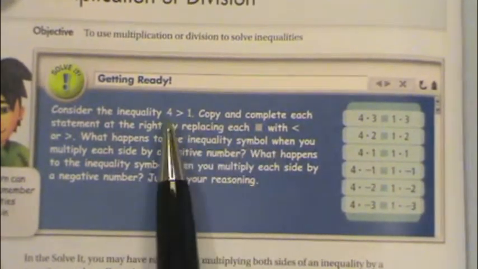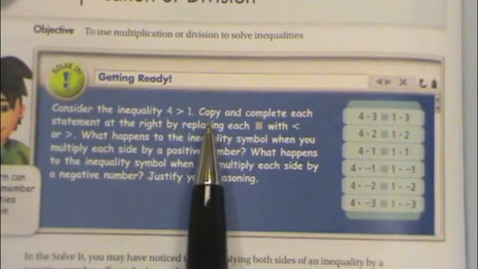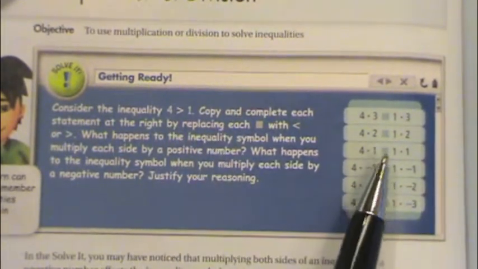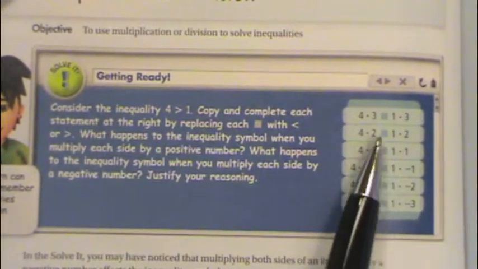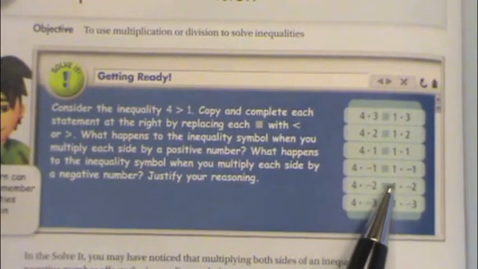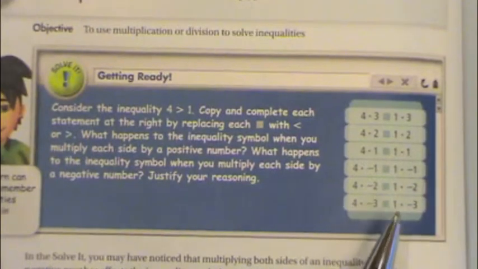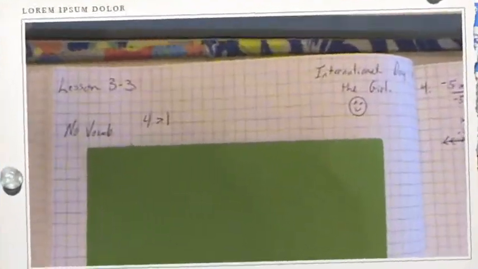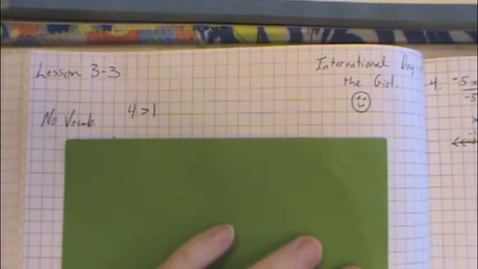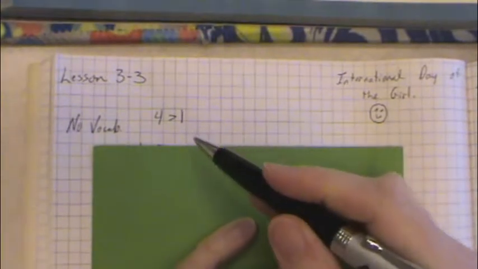I'd like you, using 4 is greater than 1, fill in this chart. Just quick, write it down in your notebook and figure out in each box, what do you need, a greater than sign or a less than sign? Then you'll check yours with mine and we'll see if we can figure out the rule that they want you to learn.